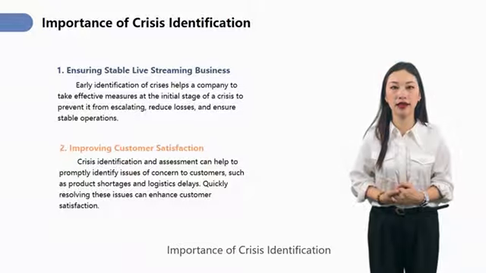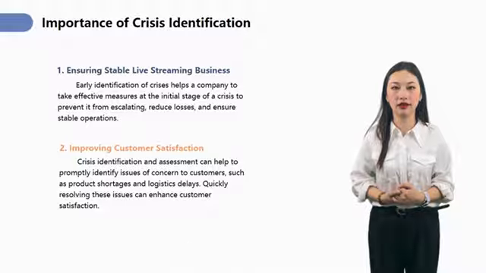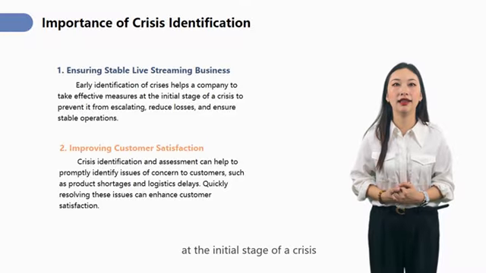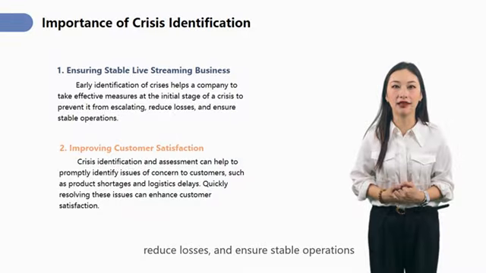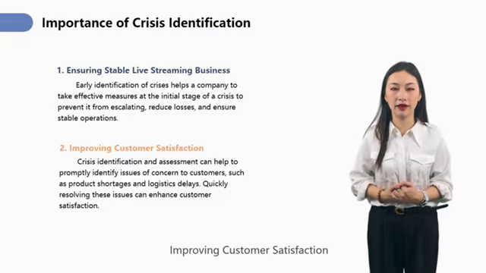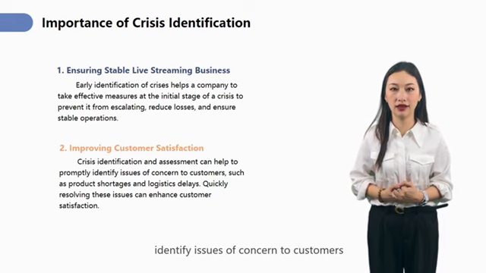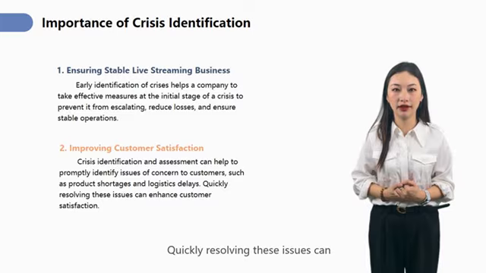Importance of crisis identification. Ensuring stable live streaming business. Early identification of crises helps a company to take effective measures at the initial stage of a crisis to prevent it from escalating, reduce losses, and ensure stable operations. Improving customer satisfaction. Crisis identification and assessment can help to promptly identify issues of concern to customers, such as product shortages and logistics delays. Quickly resolving these issues can enhance customer satisfaction.